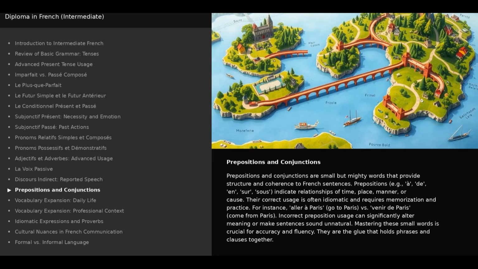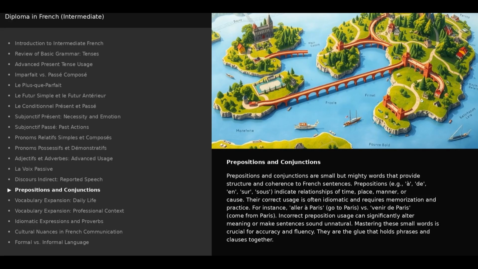Prepositions and conjunctions. Prepositions and conjunctions are small but mighty words that provide structure and coherence to French sentences. Prepositions, e.g. à, de, en, sur, indicate relationships of time, place, manner, or cause. Their correct usage is often idiomatic and requires memorization and practice. For instance, aller à Paris, go to Paris, versus venir de Paris, come from Paris.